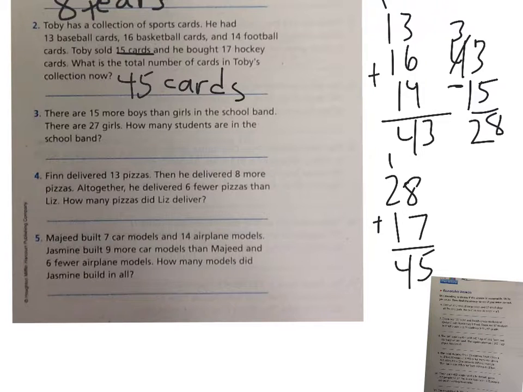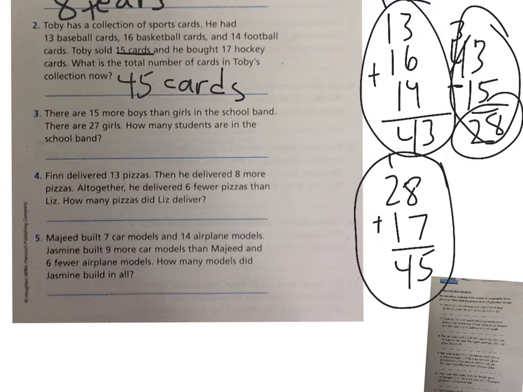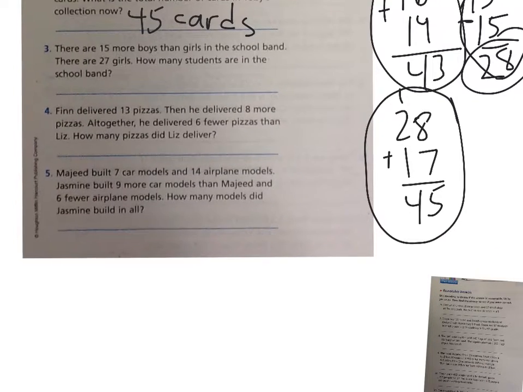There were a lot of steps in this. There were 3 steps. First, you added the total amount of cards he had at the time. Then you subtracted the amount that he sold, and then he went off and bought 17 more. So you had to add that back onto your new total of 28. That gives you 45. So now he has 45 cards. But that was 3 steps to answering that question. Let's go to number 3.